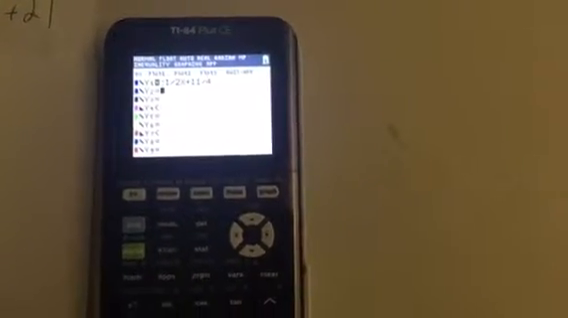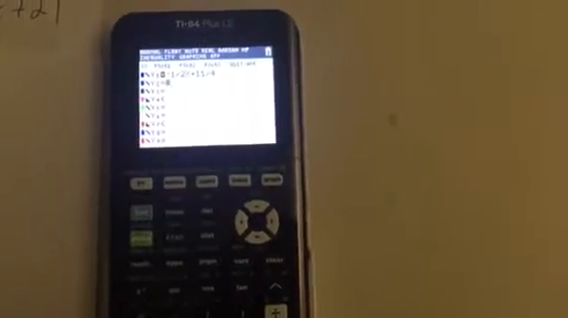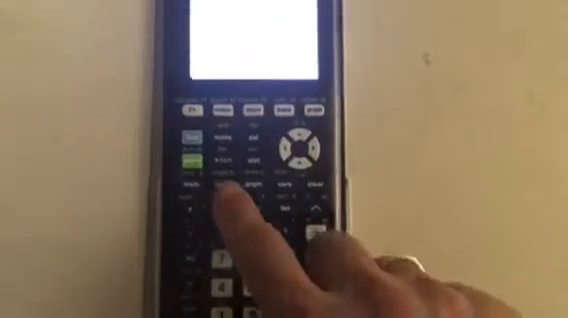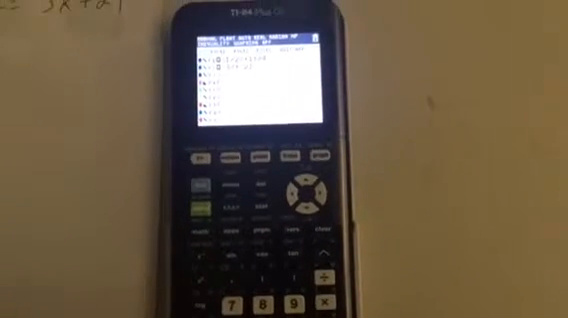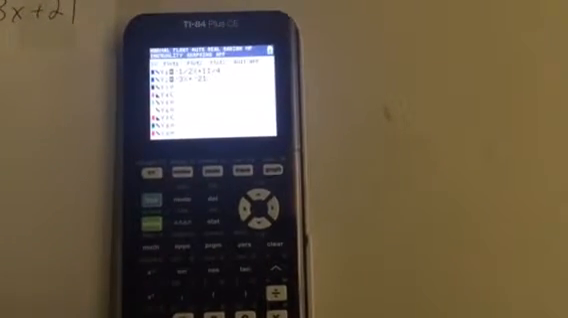I'm going down to the y2 for my second equation, which is going to be negative 3. So once again, I'm going to use negative 3, and then here's the x. And then that's going to be minus or plus negative 21. So I have my equations in.